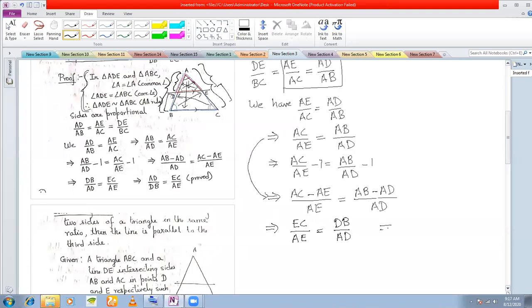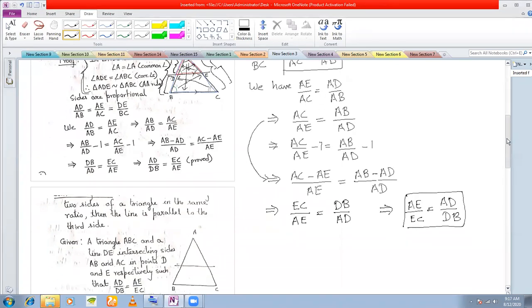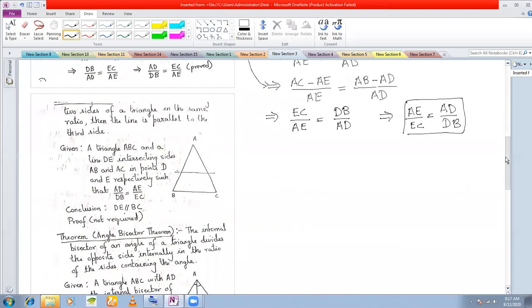So this is done, approved. So you have AE, take the reciprocal, AE by EC is equal to AD by DB. This was what we had to prove. Okay. This is how you prove the BPT.